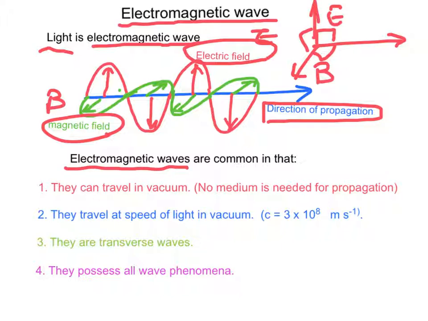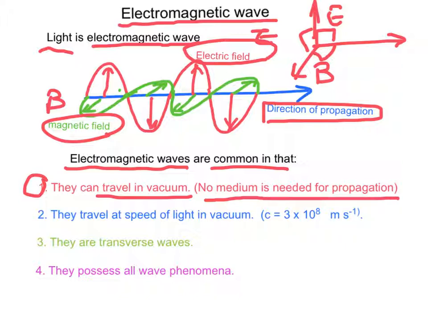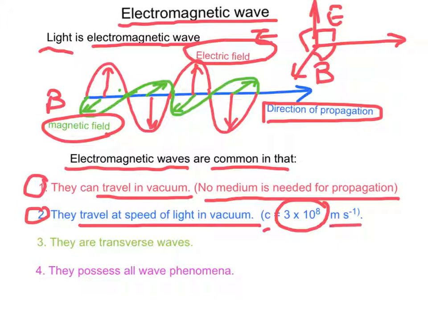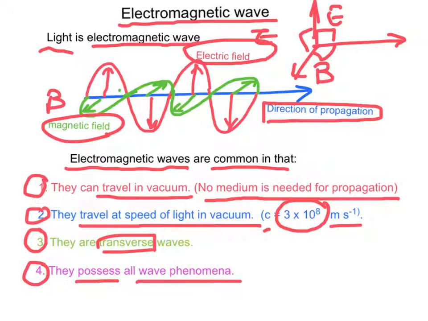All electromagnetic waves have the following common points. First, they can travel in vacuum, or we say electromagnetic wave does not require a medium for its propagation. Second, all EM waves can travel at the speed of light in vacuum. The speed of light in vacuum is c equal to 3 times 10 to the power 8 meter per second. Also, all electromagnetic waves are transverse waves. The last, all EM waves possess all the wave phenomena, that is, reflection, diffraction, and interference.